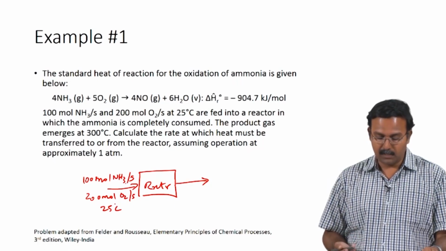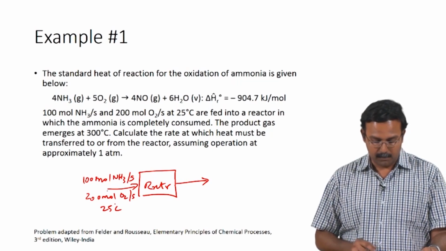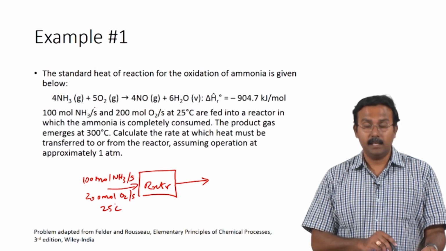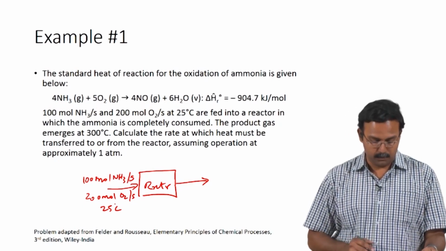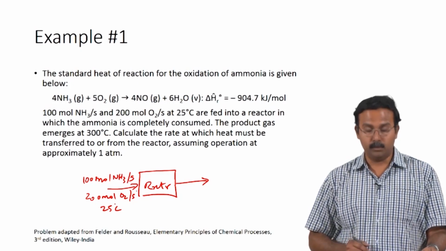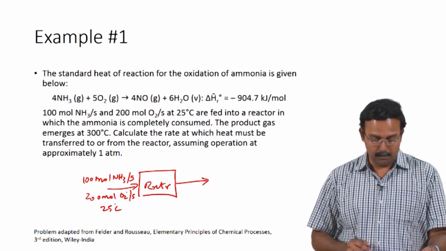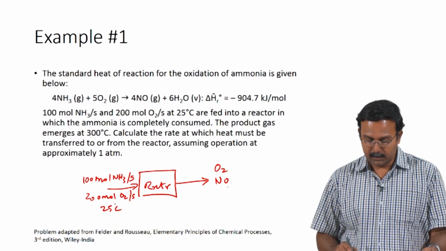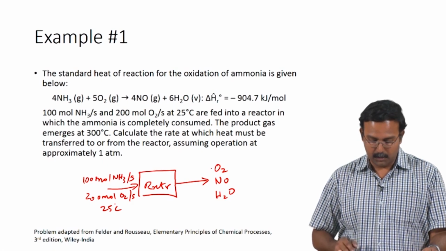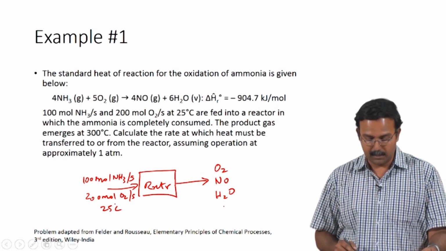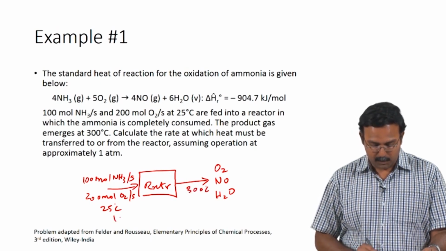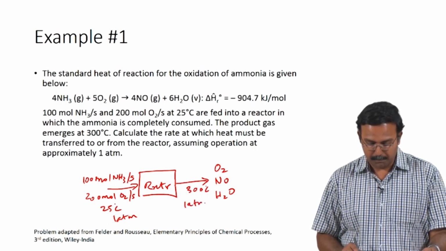We have been told that ammonia is fully consumed. So, we still might have oxygen remaining, because the ratio of ammonia to oxygen in the stoichiometric coefficients is 1:1.25 and oxygen is supplied as 1:2 compared to ammonia. This means there will be unreacted oxygen leaving, and you would also have nitric oxide and water vapor, which are the products formed, leaving the system. All of these are leaving at 300 degrees Celsius. We can assume 1 atmosphere for both the streams as given in the problem.